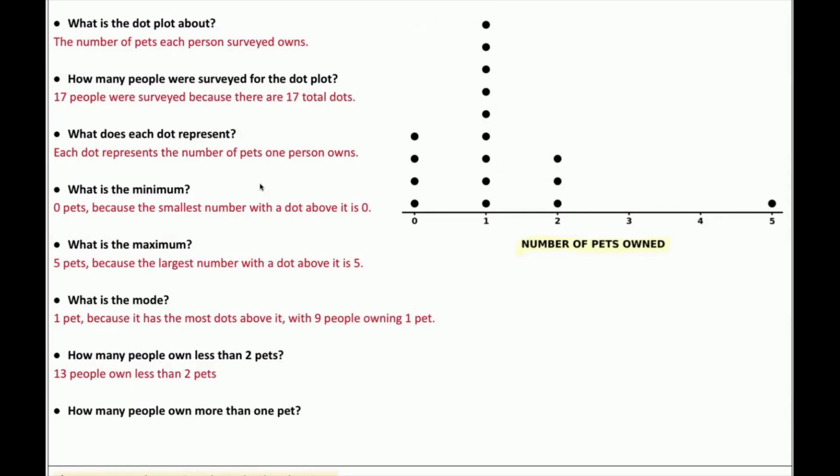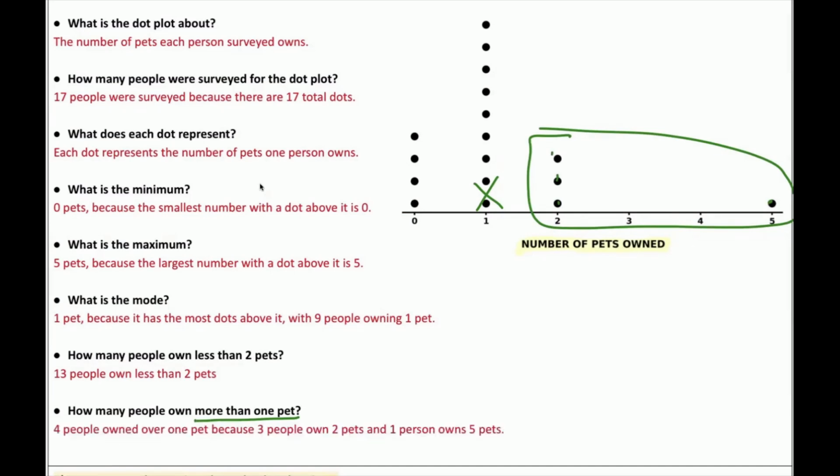And then this next question, how many people own more than 1 pet? So it can't be 1 pet, it has to just include more than 1 pet. So we have 3 dots here, 1 dot here. So 4 people own more than 1 pet.